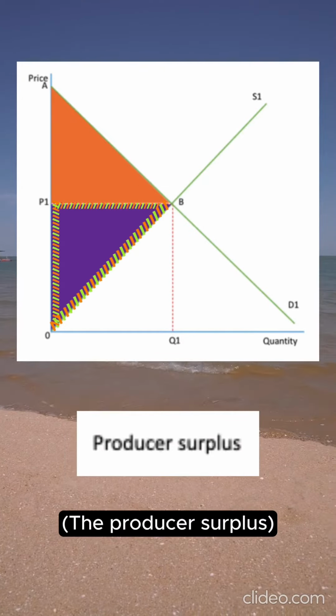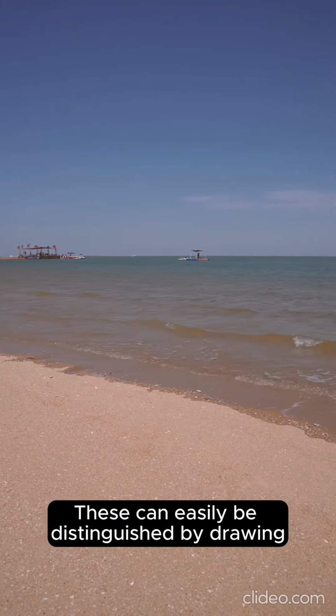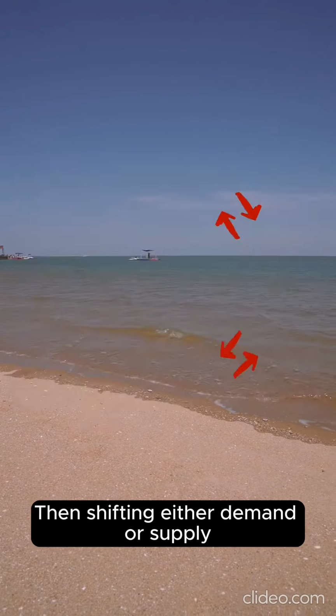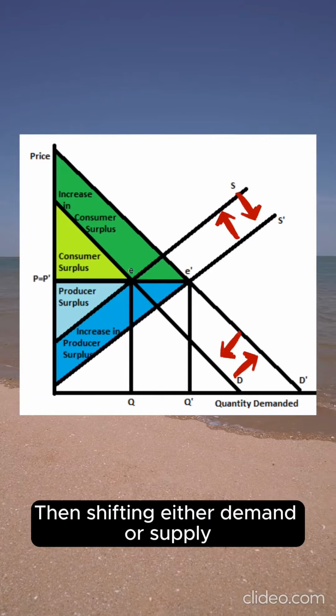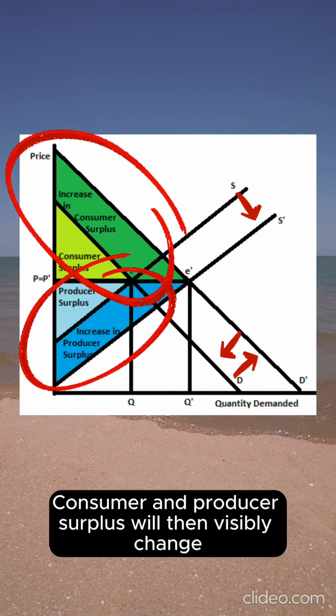Consumer and producer surplus will change with changes of supply and demand. These can easily be distinguished by drawing out a supply and demand diagram, then shifting either demand or supply. Consumer and producer surplus will then visibly change.